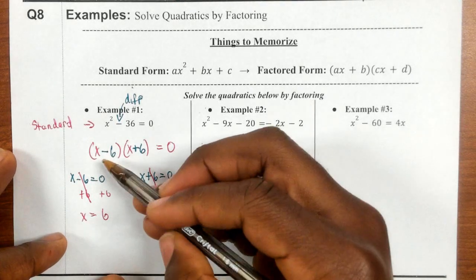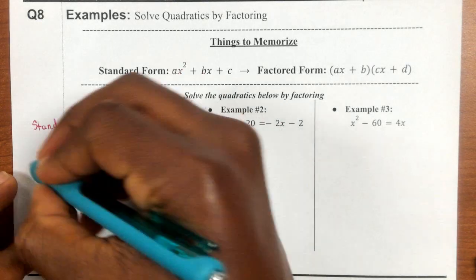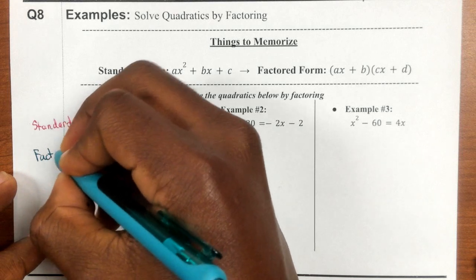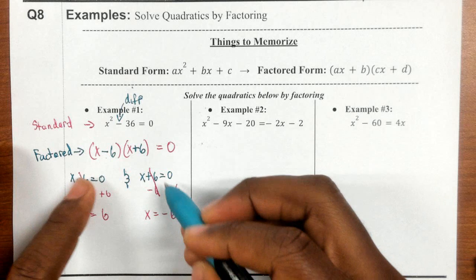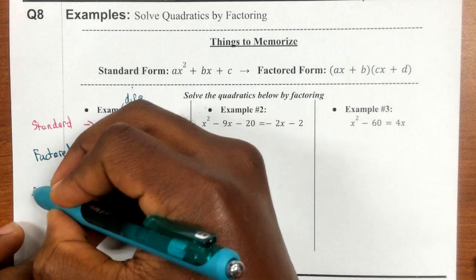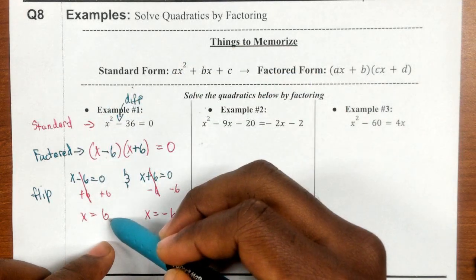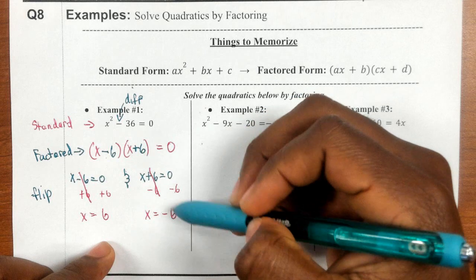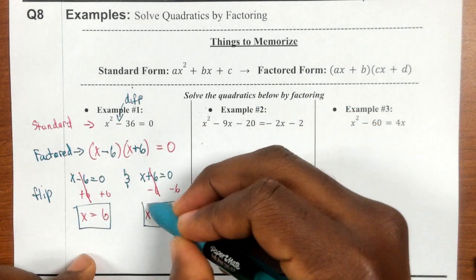What you can say is that you will now flip. So again, we got the factored form. What we calculated here was essentially just trying to flip the signs. Negative 6 went to a positive 6, positive 6 went to a negative 6, and these are my two answers.